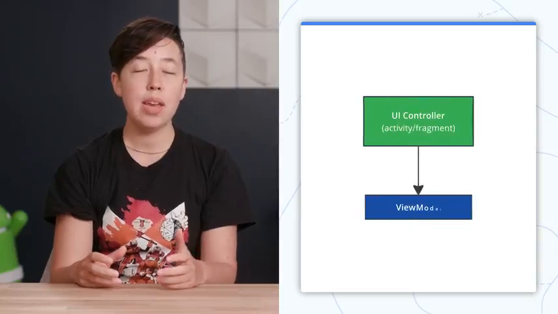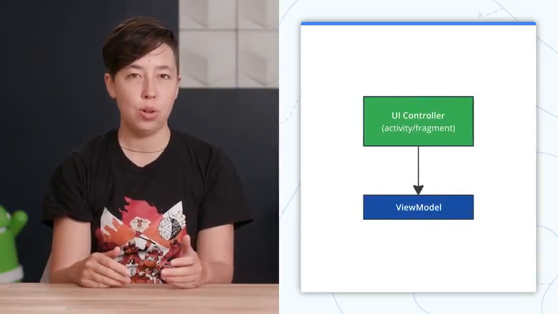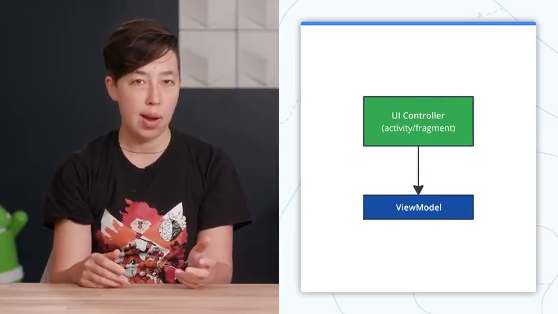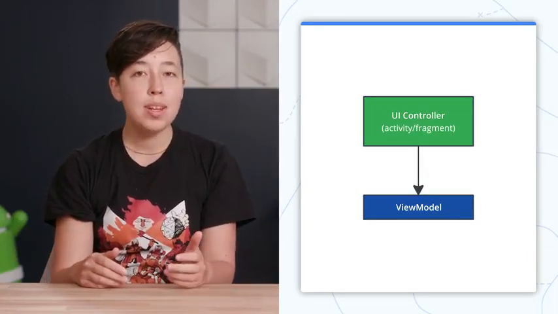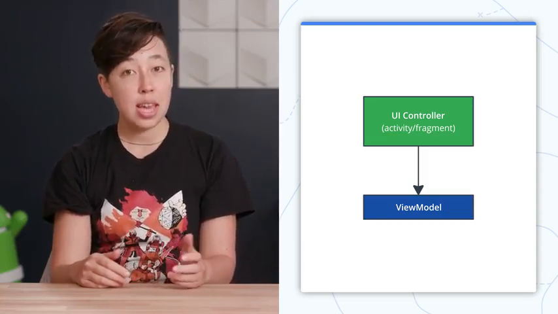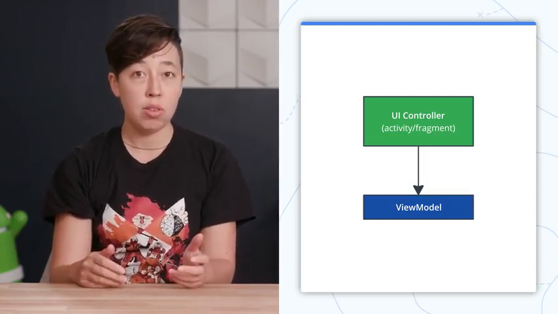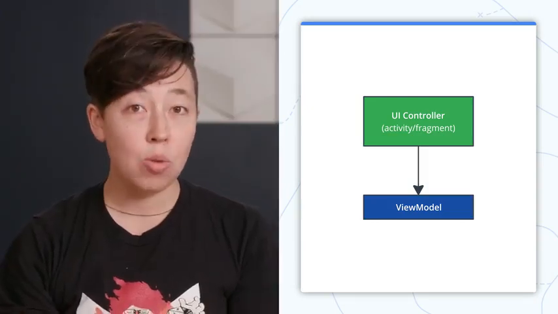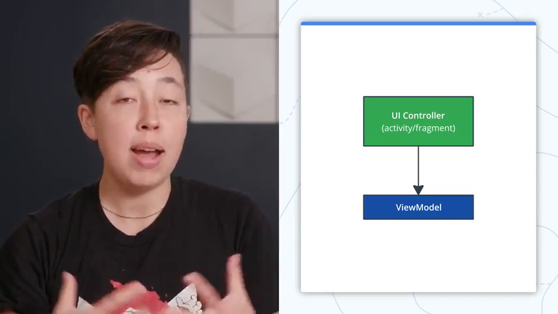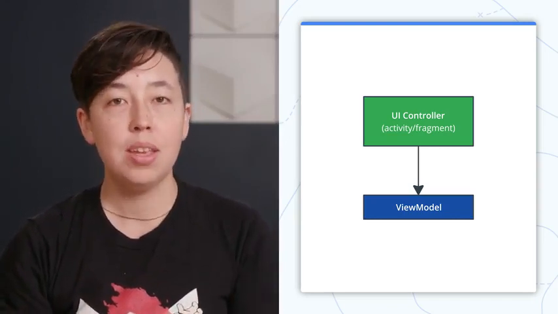We need a way to communicate from the view model back to the UI controller without having the view model store references to any views, activities, or fragments. For example, we need the view model to communicate when data like the score has changed so that the game fragment knows to actually redraw the score. What would be really great is if we could change the data in the view model and then just have the screen magically know when to update itself.